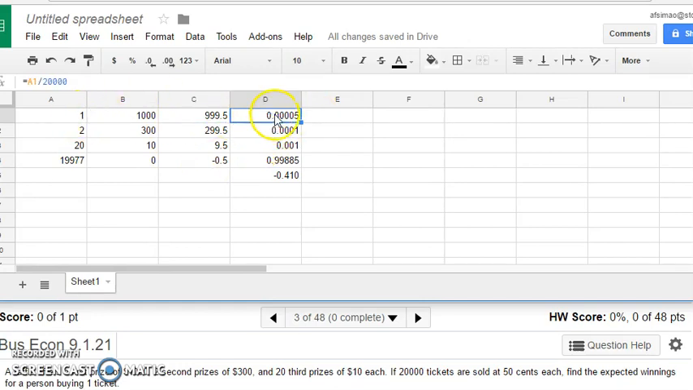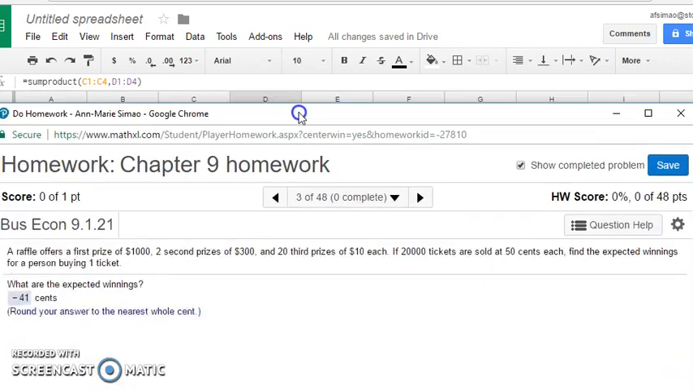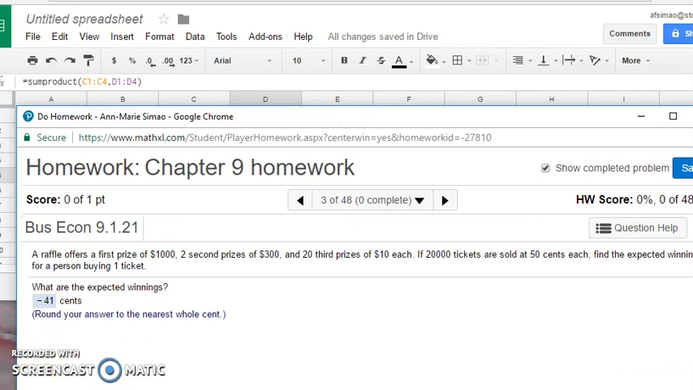The 1 divided by 20,000, 2 divided by 20,000, 20 divided by 20,000, and 19,977 divided by 20,000. This is going to be a sum product. We're going to multiply $999.50 times the probability that you win the $1,000, plus $299.50 times the 2 over 20,000, which is the probability that those 2 people win the $300. When we do that sum product, on average, the expected value is losing 41 cents. So the expected value is that people are going to lose 41 cents, which is negative.